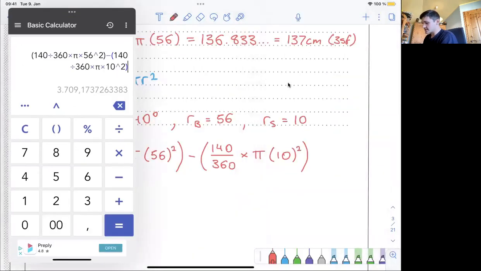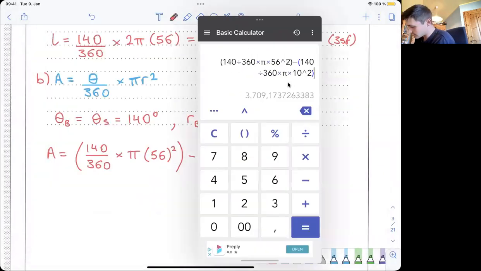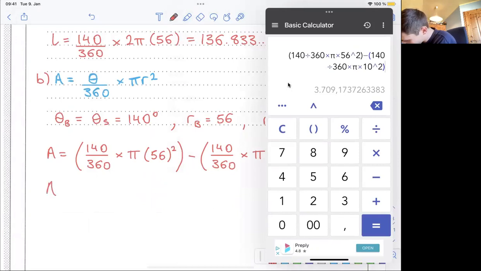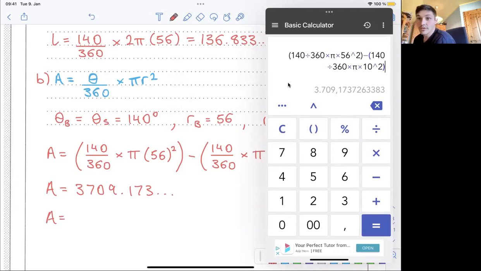We got 3,709. In fact, we'll bring this down. I still got my red pen. Yeah, cool. So equals 3,709.173... All right, and so then in normal IB fashion, we'll round this to three significant figures, and so that's going to give us 3,710 centimeters squared. All right, and that is the answer.